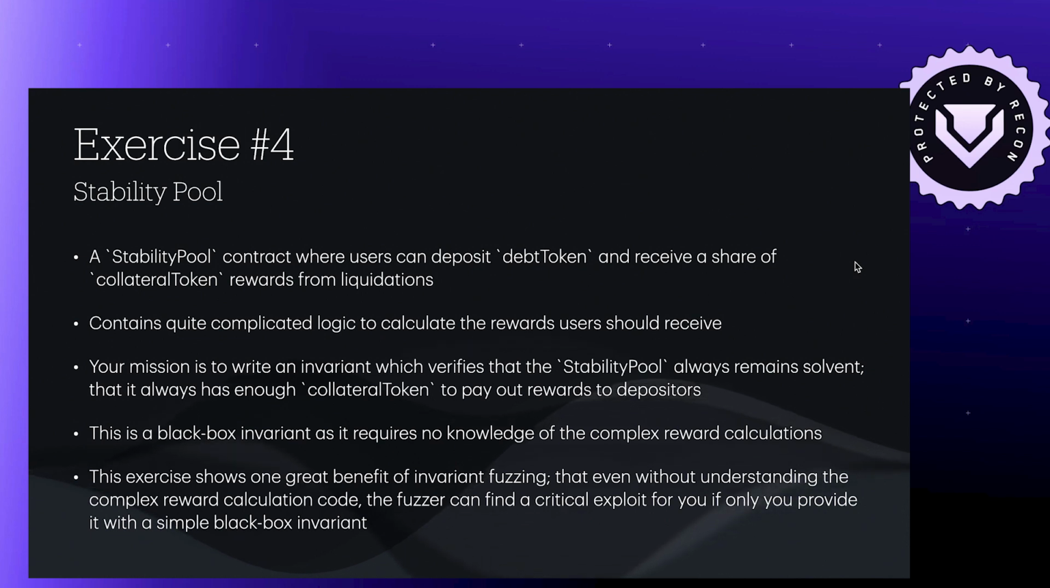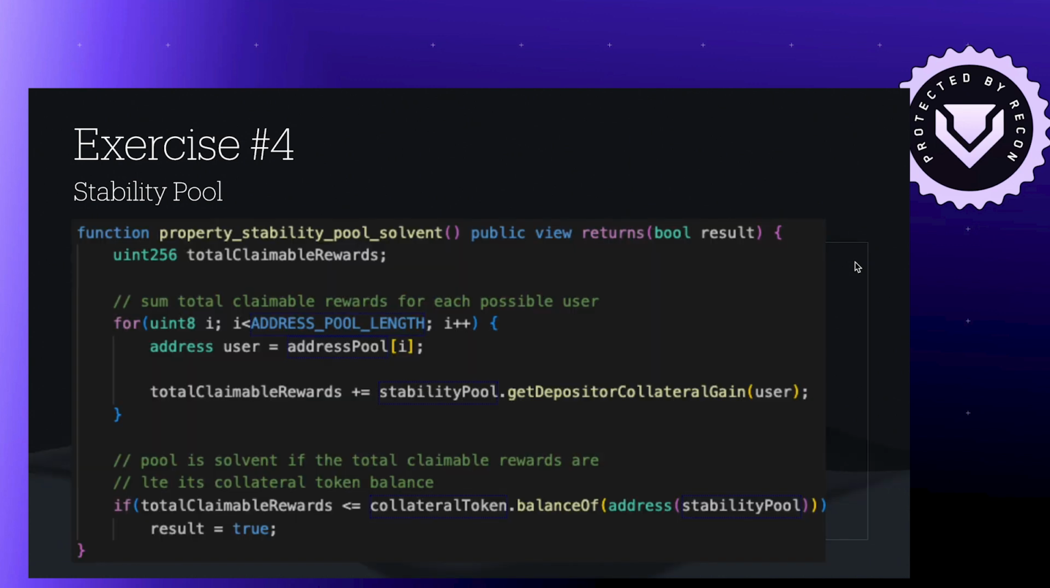And again, this exercise shows the one great benefit of invariant fuzzing. Even without understanding any of the complex code, without a math PhD, without any of this stuff, you can write a simple invariant and the fuzzer can do the hard work for you. The fuzzer can find the critical exploit for you, but only if you provide it with the right invariant, only if you've learned to think in invariants.